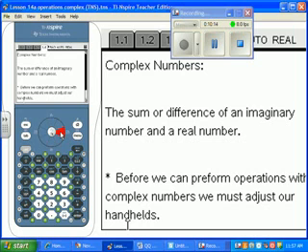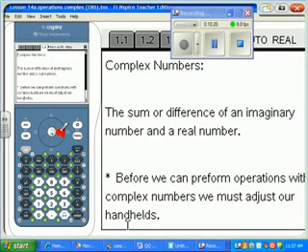So what this is, it's a combination. Remember we talked about composites? It's a composite of a real and an imaginary. So an example of this, 3 plus 2i. That's a complex number.